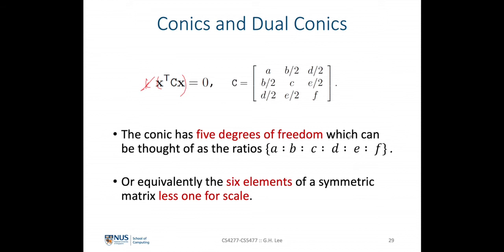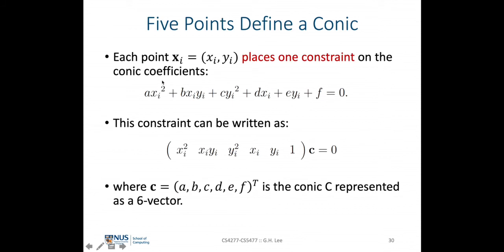And in this case here, what we say is that it's also equivalently the 6 elements of the symmetric matrix less 1 for the scale, which is given by k over here. And hence, it's 5 degrees of freedom. So each point on the conic, which we denote as xi, with coordinates xi and yi, places one constraint on the conic's coefficients given by this second degree polynomial equation over here.